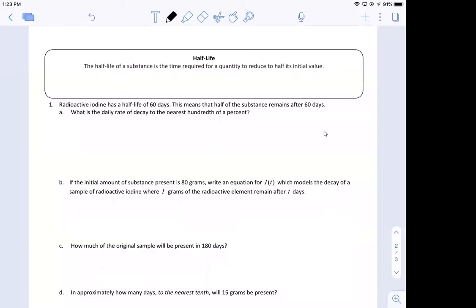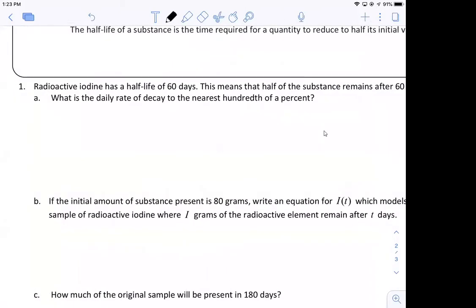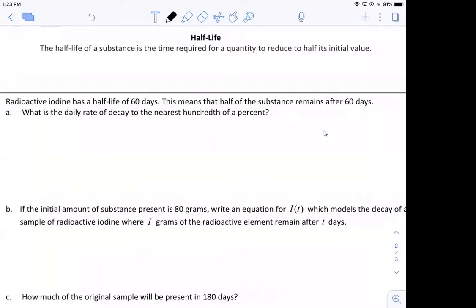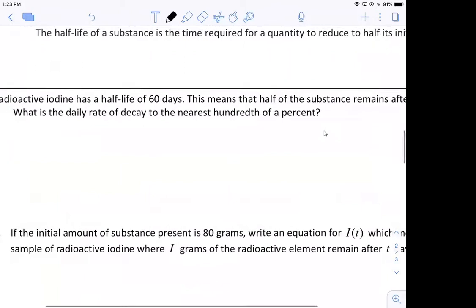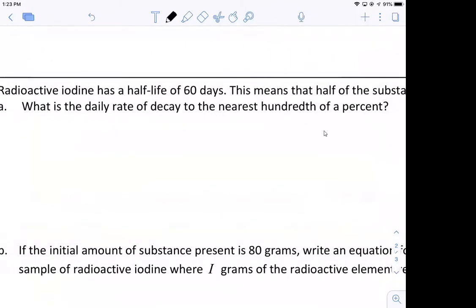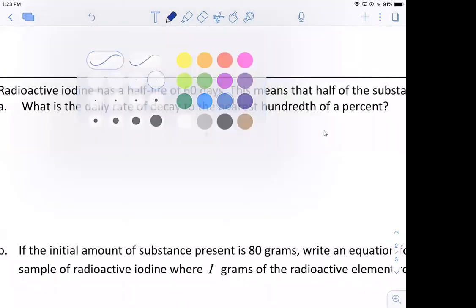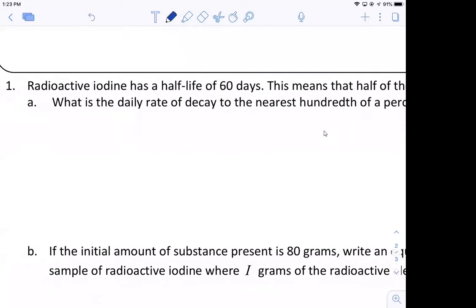So a radioactive iodine has a half-life of 60 days. This means that half of the substance remains after 60 days. So what is the daily rate of decay to the nearest hundredth of a percent? So we know the 60-day rate of decay. We're looking for the daily rate of decay. So in 60 days, we lose 50%. In other words, we can say it's a 50% decrease in 60 days.